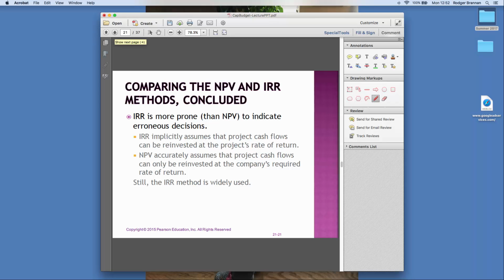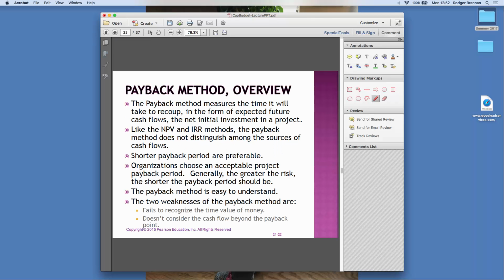Now, again, does it indicate erroneous decisions? Only to the extent that you have significant differences in lifetimes. If I have equal lifetimes, then they will give me identical results. Now, we're looking at payback and accounting rate of return. They do not, I repeat, do not look at the time value of money. This is simply looking at cash in, cash out. If it cost me $1 million to buy this project, how many years before I get my $1 million back? That's essentially payback.